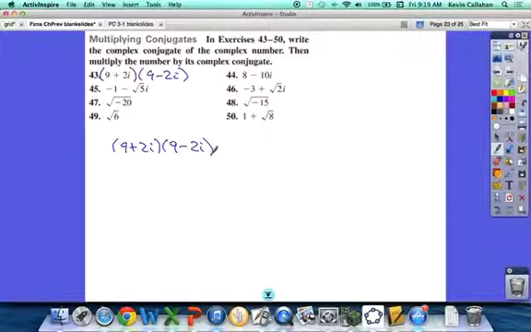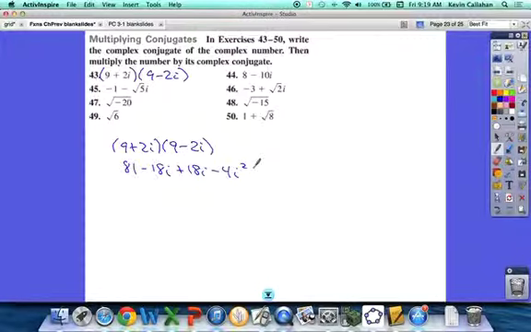What do we expect to happen when we do it? All the i's are going to go away, okay? That's the reason you multiply conjugates, because it gets rid of all the i's. 9 times 9 is 81. 9 times negative 2i is minus 18i. 9 times 2i is plus 18i. And then the last, 2i times negative 2i is negative 4i squared.